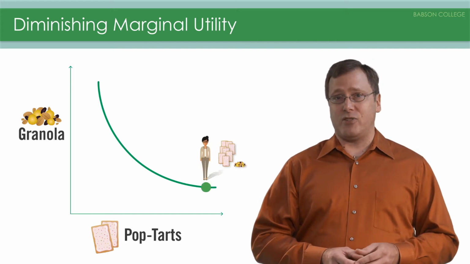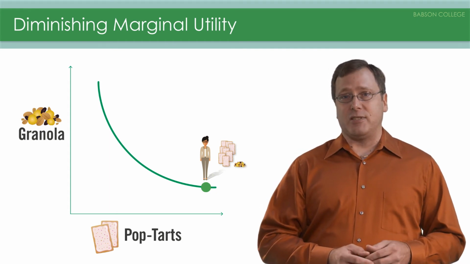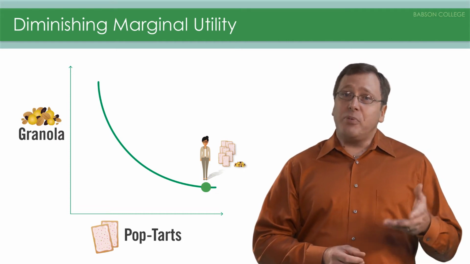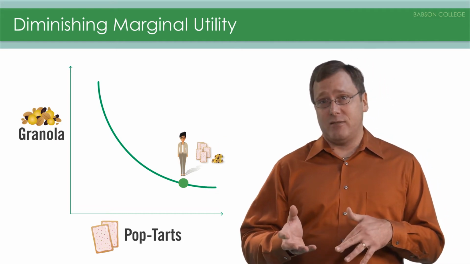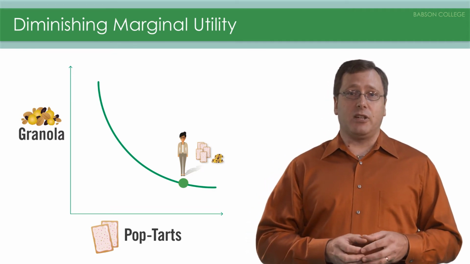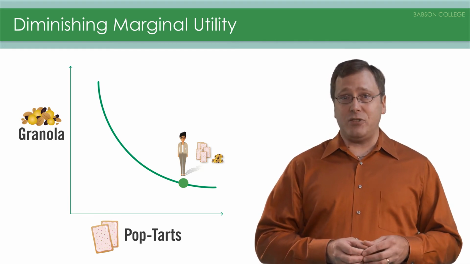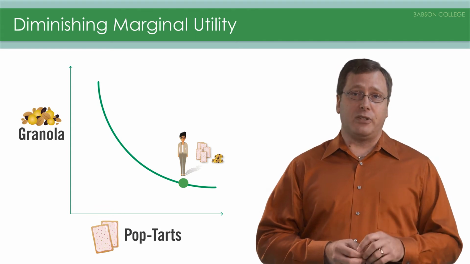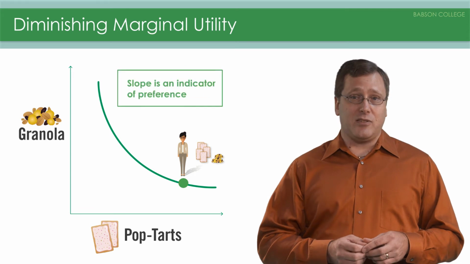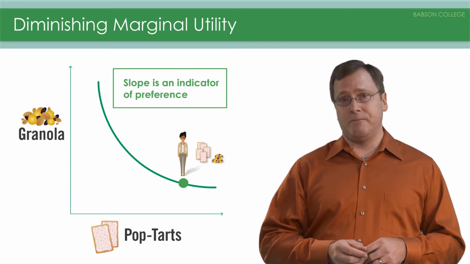At the bottom right, the person has very little granola, but a lot of Pop-Tarts. This is the exact opposite situation. That last Pop-Tart did not add very much utility, so the person would be willing to give up a lot of Pop-Tarts for just a little bit of granola. You will notice that as we include the concept of diminishing marginal utility, the slope of the indifference curve tells us about the utility the person derives from the two goods. This not only gives us a convex indifference curve, but it also means the slope tells us about the individual's preferences for one good compared to the other.